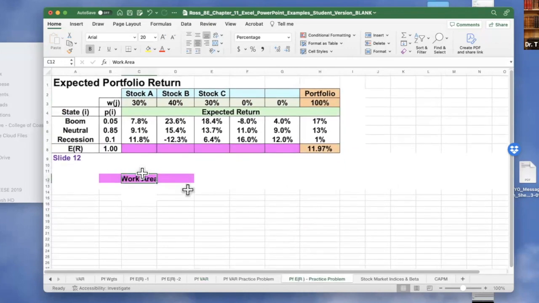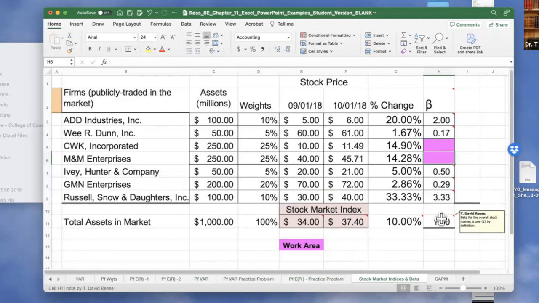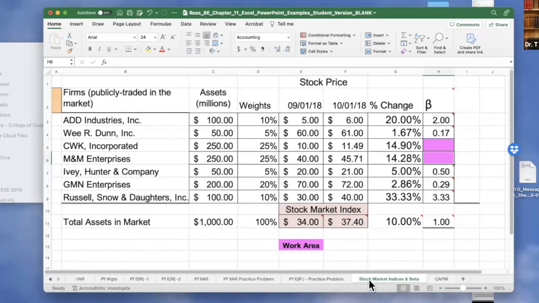Now here I give you, again, this corresponds to slide 12. I'm giving you a chance to practice, again, putting these formulas in for the expected returns for stock A, stock B, stock C. I've included another worksheet here called stock market indices and beta.